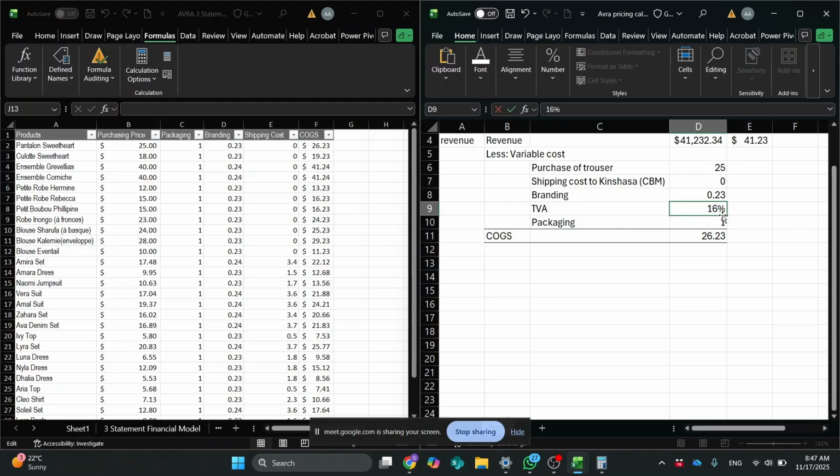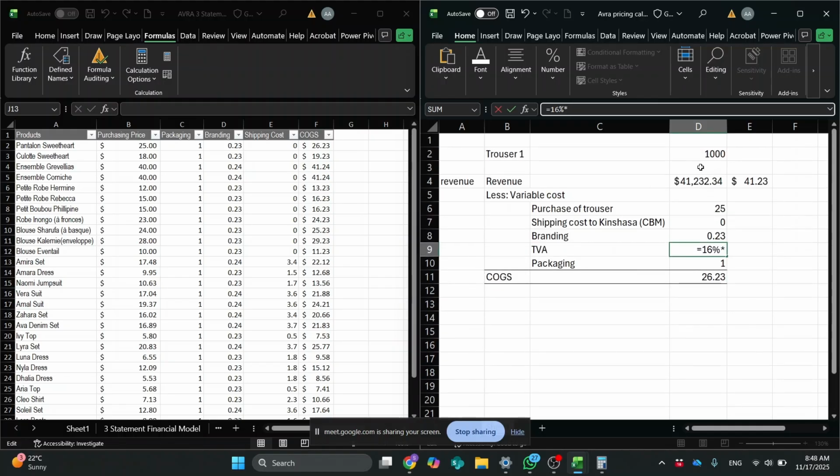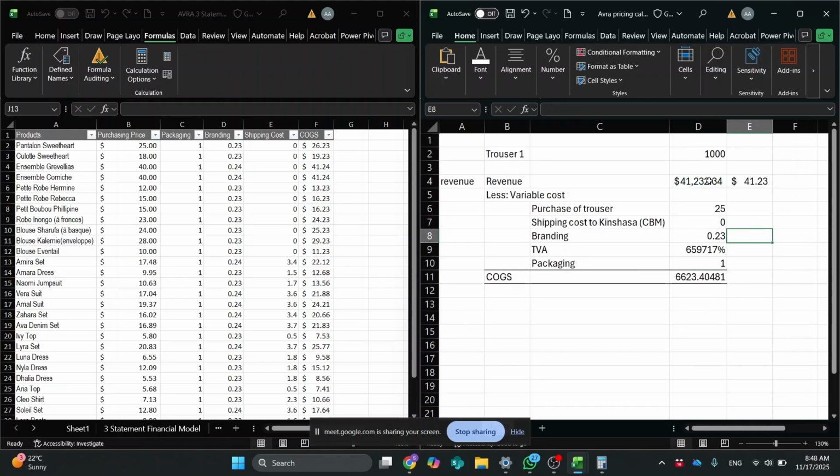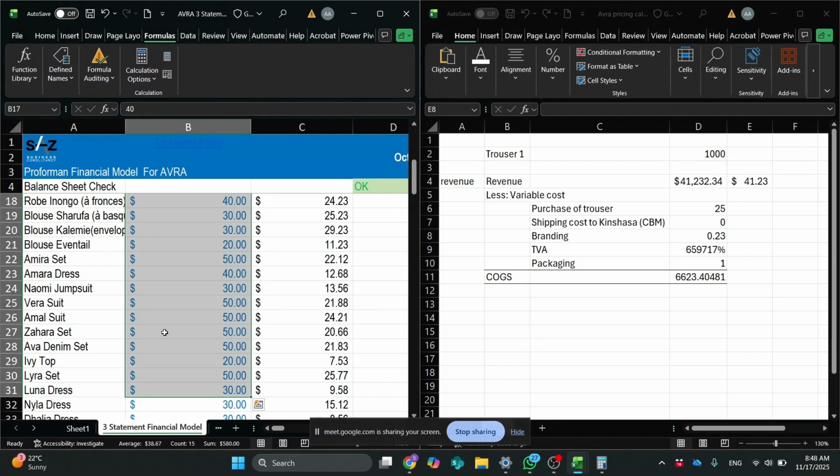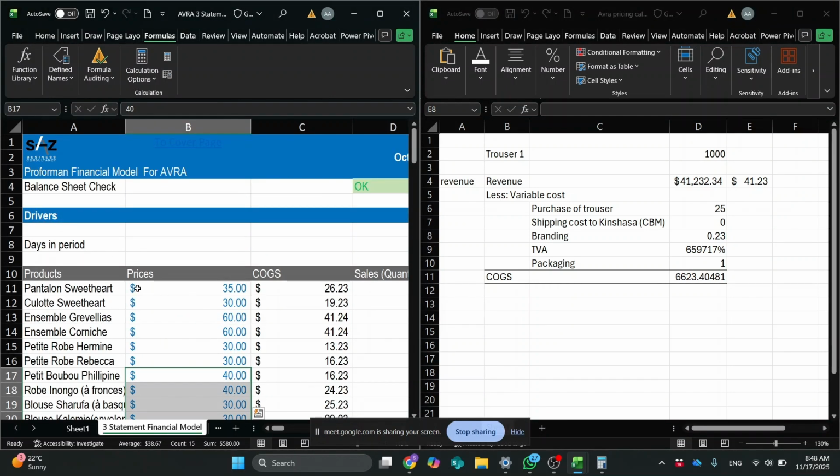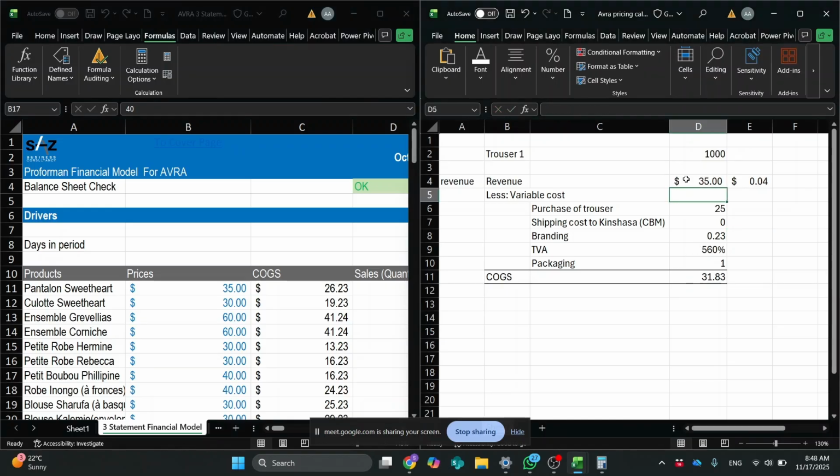Okay, so is equals. No, we can't include TVA in the costs. Yes, but let me just show you something and then you'll understand why I want it included. Because this is a pantalon, sweatshirt, yeah, 35. Let me delete all these. I can't remember what they are.